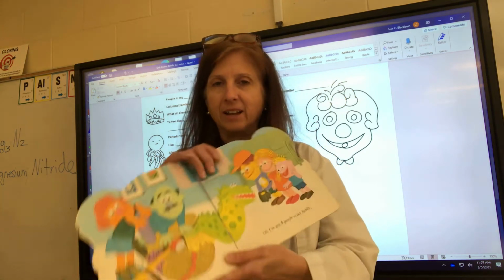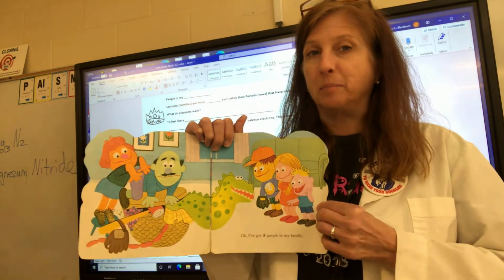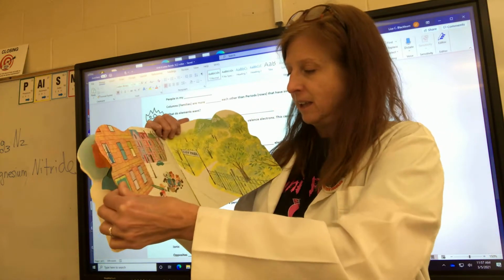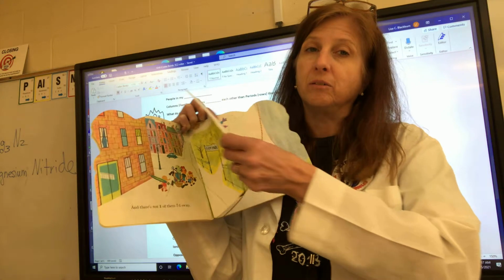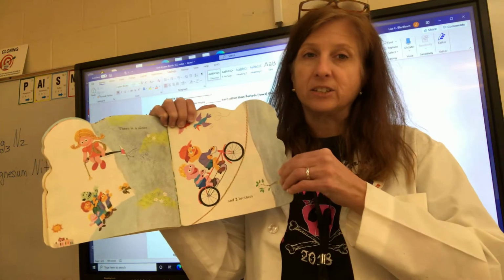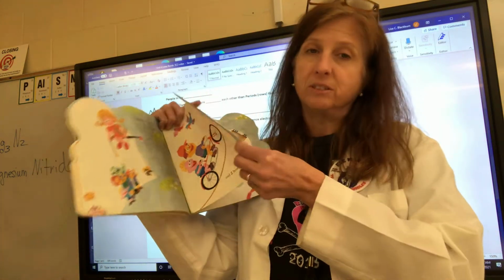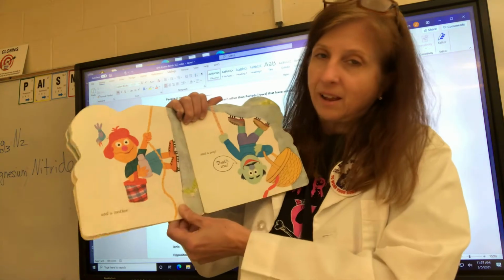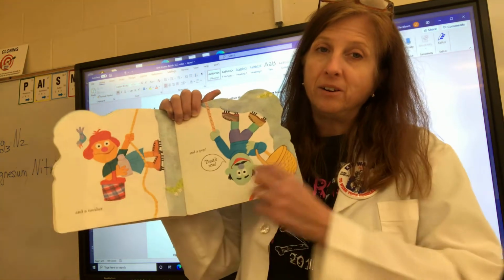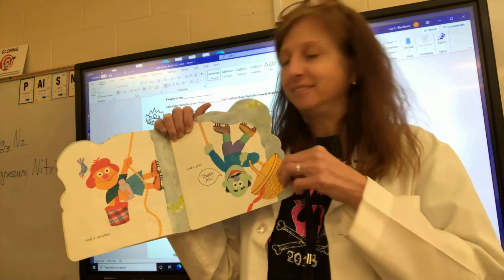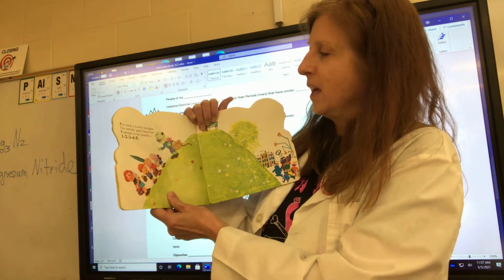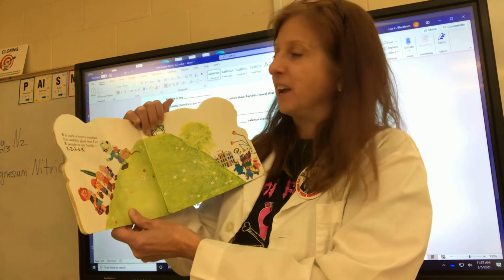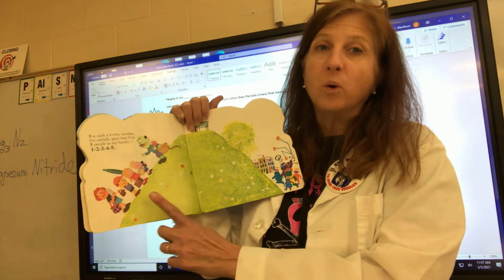So this is how it starts. Oh, I have 5 people in my family, and there's not a one of them I'd swap. There's a sister and 2 brothers, and a mother and a pop. That's me. 5 is such a lovely number. I'm awfully glad I have 5 people in my family. 1, 2, 3, 4, 5.